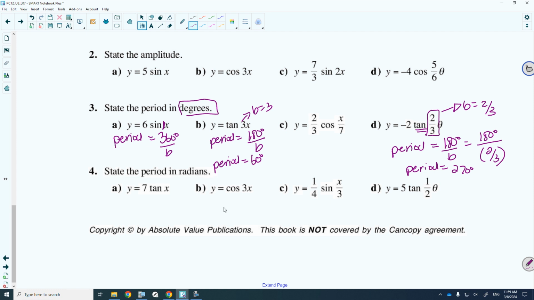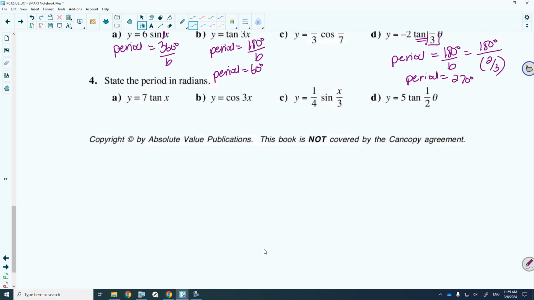State the period in radians. Let's just do B really quickly. This is a cos graph. Remember that period is equal to 2 pi over b, so b is equal to 2 pi over the period. That's your formula. Oh, they gave me the b value, so we're finding the period for this one. I didn't need to do this. Period is equal to 2 pi over b, and b is 3. That would be my period for this cos graph, 2 pi over 3.